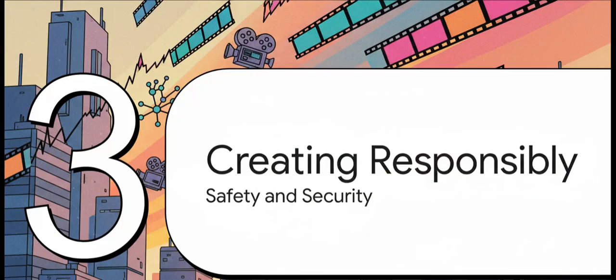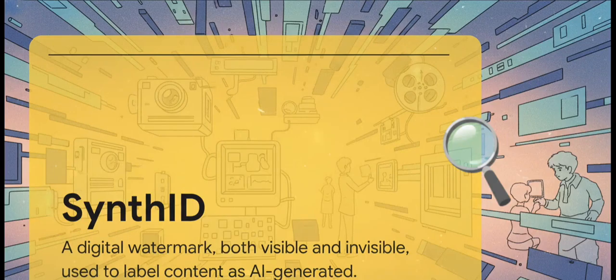All right, so with all this incredible power comes a pretty big responsibility to create safely and ethically. And Google has built in some really important guardrails to make sure this tech is used the right way. The heart of Google's safety approach is something called SynthID. Think of it like a digital watermark that gets embedded into every single video Veo creates, both in ways you can see and in ways you can't. This makes it super clear that the content is AI generated, which is a key tool in fighting misinformation.